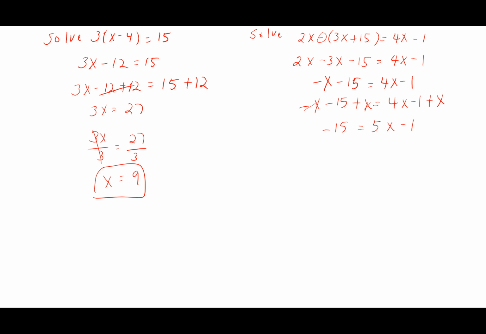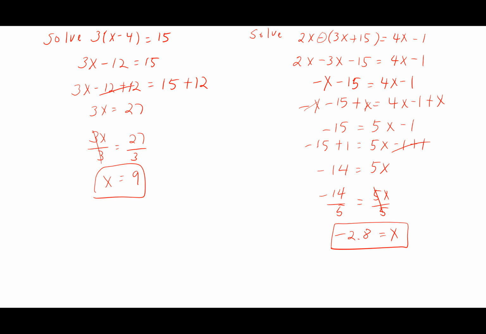Okay. So now let's add 1 to both sides. So minus 15 plus 1 equals 5x minus 1 plus 1. So that goes away. So you have minus 14 equals 5x. So now we need to still get this x by itself and it's multiplication, so we're going to divide. So that's going to be minus 14 divided by 5 equals 5x divided by 5. 5's go away, and that's going to end up being negative 2.8 equals x.